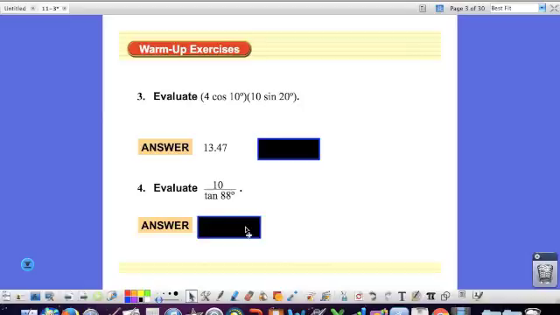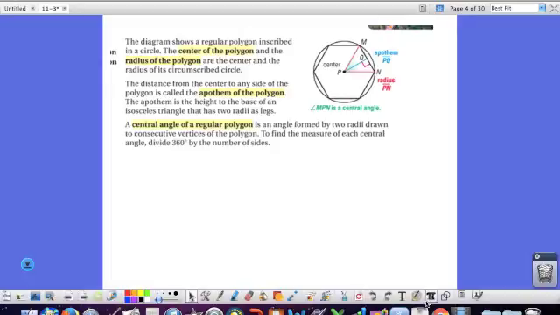Make sure you know how to work your scientific calculator, you know how to do these problems. But to get into the lesson here, we're going to learn about the apothem of a polygon. That is the distance from the center of the polygon to the midpoint of each of the sides. We're talking about regular polygons.